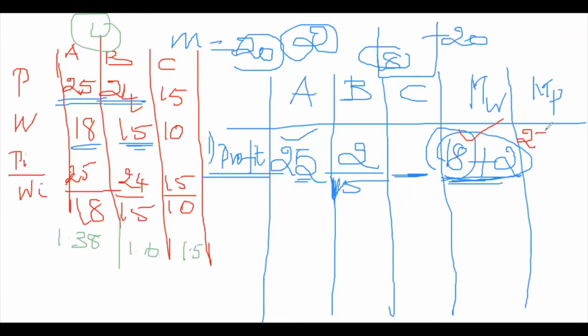Now you are adding both properties of objects A and B. You fully choose A, with weight 18, but for B you are only choosing 2 by 15. So it is 25 plus 2 by 15 into the profit of object B, which is 24. So 25 plus 2 by 15 into 24, which is 48 by 15. Calculating, 25 plus 48 divided by 15, the answer is 28.2. This is for the first criterion.